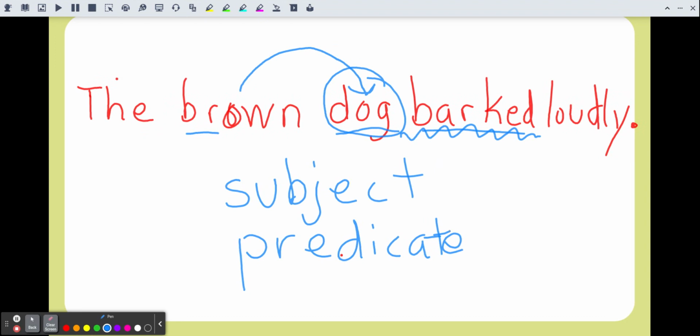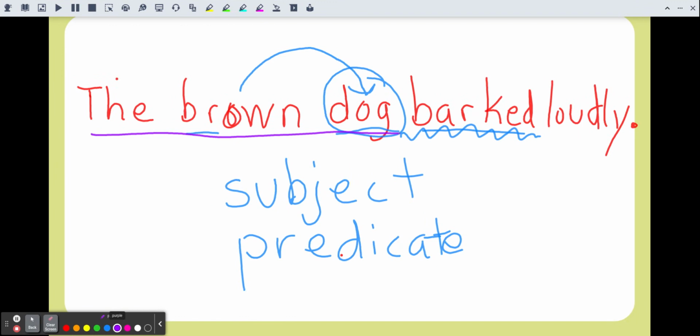So I'm going to underline the brown dog one time. The brown dog. The subject often contains a noun. And we said our noun was dog. So in this case, the noun is dog. The subject may also contain some other words. The subject of this sentence also contains the word brown, which is an adjective, as well as the word the.